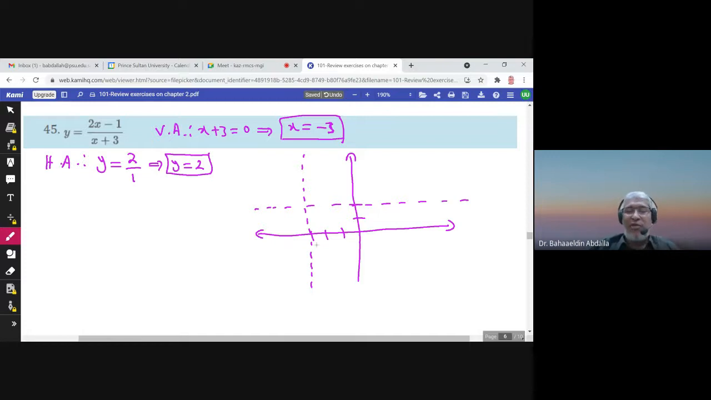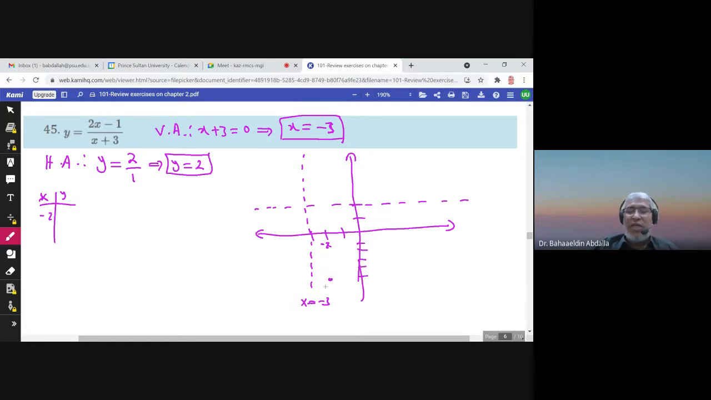So how to find out? You go to the vertical asymptote. This is the vertical asymptote. And you look to the number before it, which is -2. And you replace x by -2. So if x is -2, what is y? All right. 2 times -2 minus 1, so -4 minus 1, over -2 plus 3, which is 1. So the answer is -5. So at -2, the answer is -5.